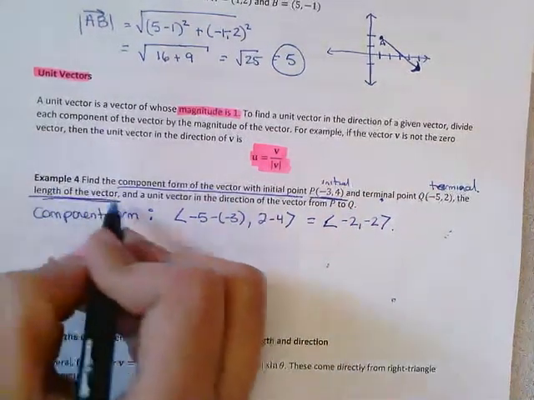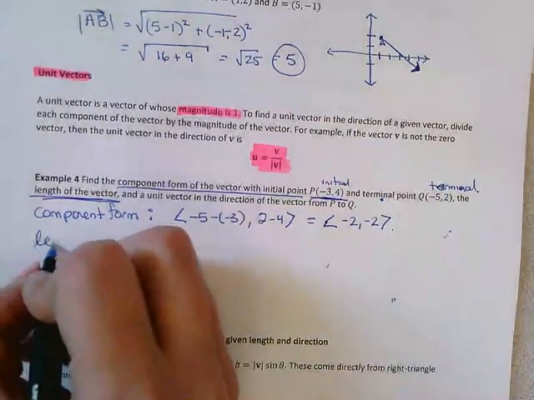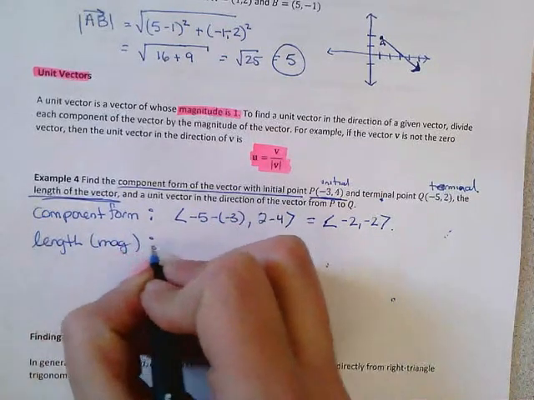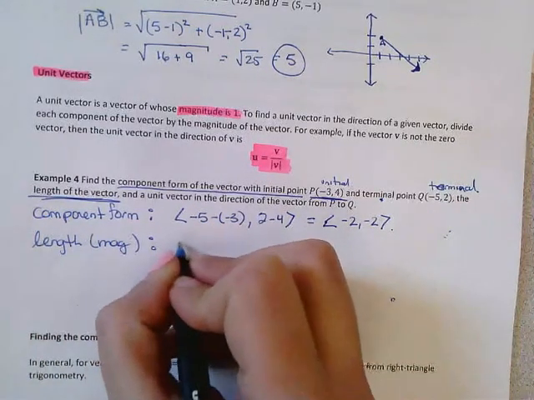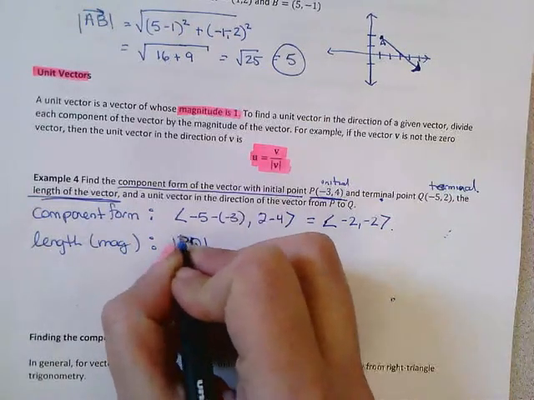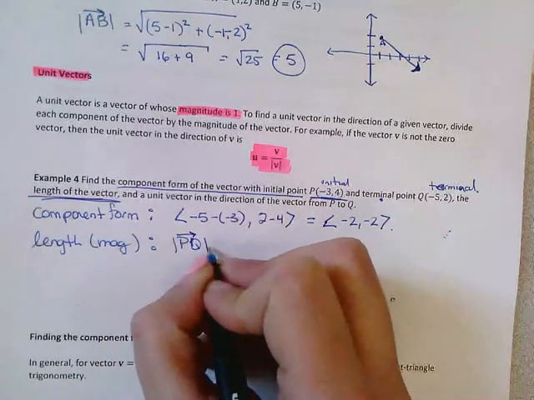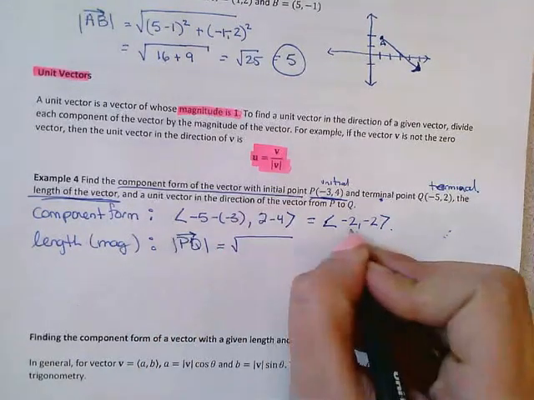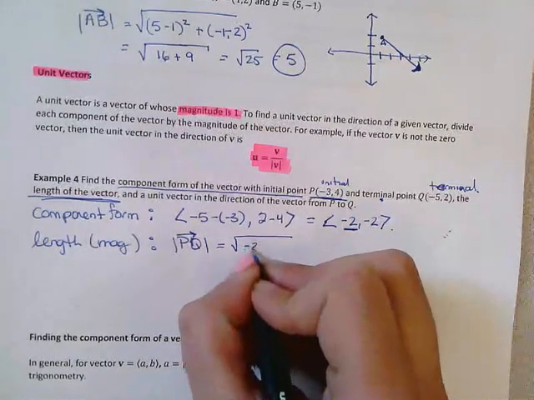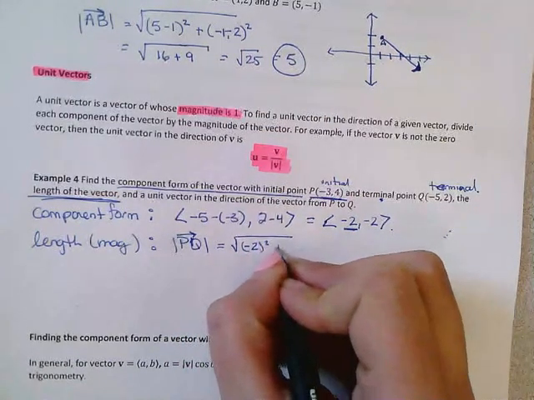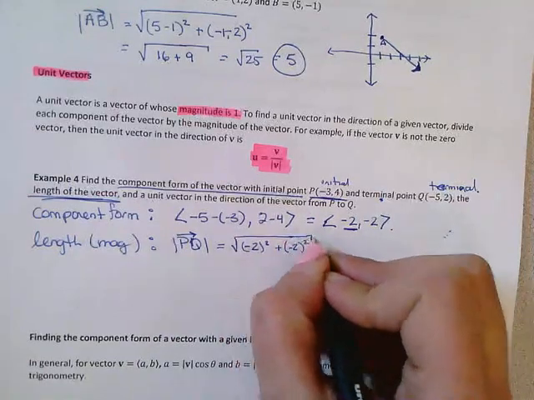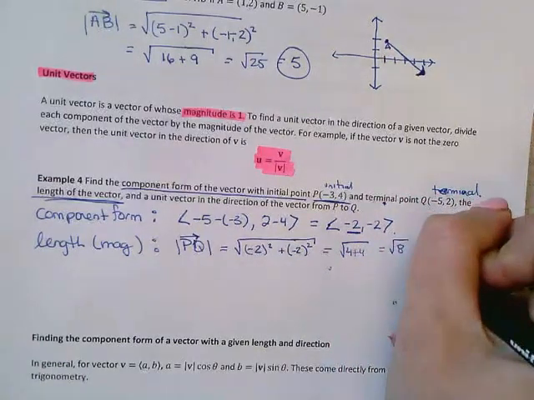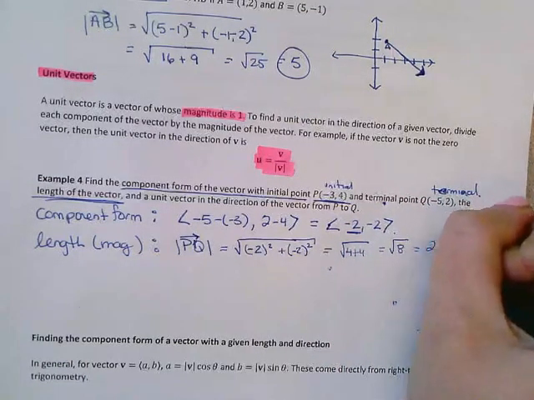Now, the length of the vector, aka the magnitude, is going to be found using our magnitude formula, which is the square root of the horizontal component squared plus the vertical component squared. So you get the square root of 4 plus 4, which is the square root of 8, and you can simplify that down to 2 square root of 2.